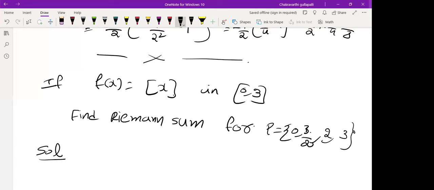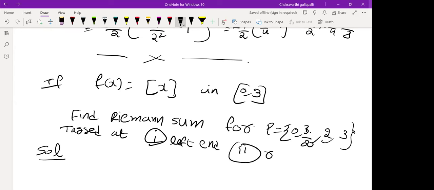You should know, and I should give you, what is the tag. Tag at left end, for example. Any number of points can be used. Tag at right end. Tag at midpoint. It can be tagged at any point. Tagged means take it as either left hand or right hand. So let us try to find out for this.